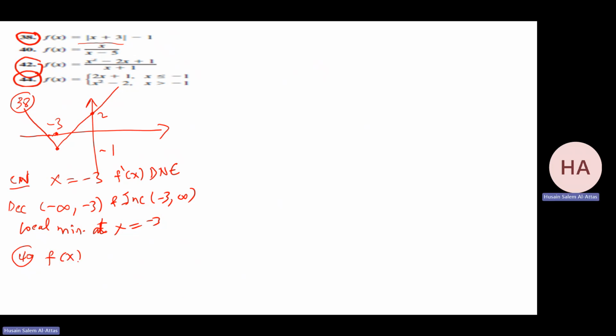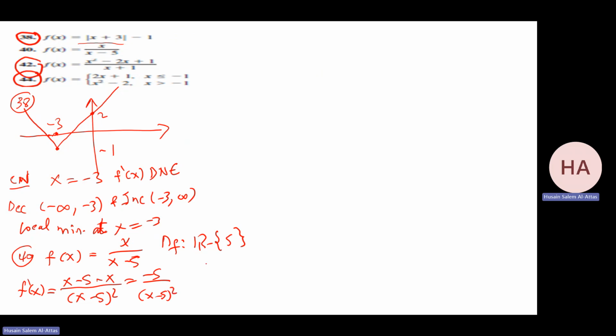F of x equals x over x minus 5. That's mine. What's the domain of f? All real numbers except 5. Okay, what's f prime? Derivative of the numerator, x minus 5 times 1 minus x, over x minus 5 squared, which is -5 over x minus 5 squared. By the way, I have a point of discontinuity at x equal 5.